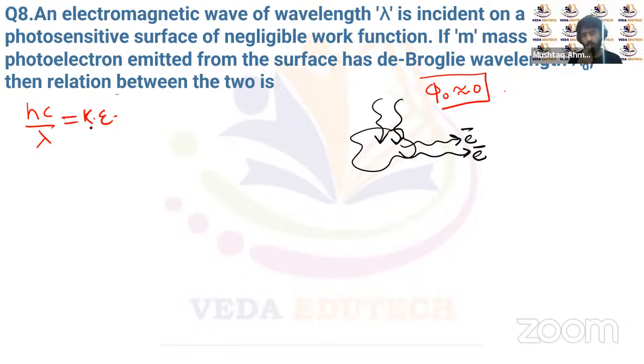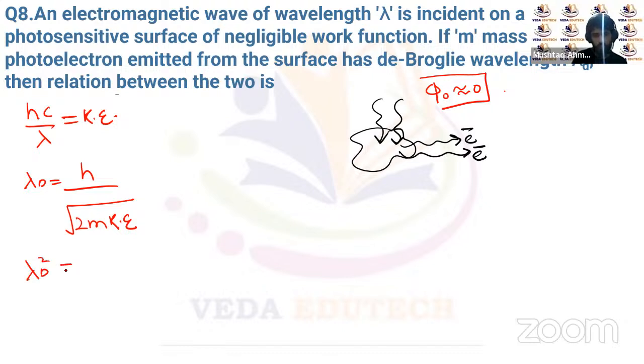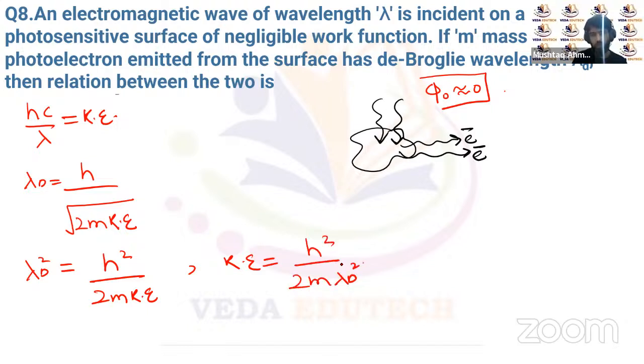Now talking about the de Broglie wavelength of this electron, we know the de Broglie wavelength, that will be lambda d, is equal to h upon under root of 2m times kinetic energy. I will calculate the kinetic energy from here. If we square it on both sides, lambda d square will be equal to h square upon 2m KE. Or from here we can get the value of kinetic energy as h square upon 2m lambda d square. And this is also the value of the kinetic energy, it means both the kinetic energies will be equal to each other.